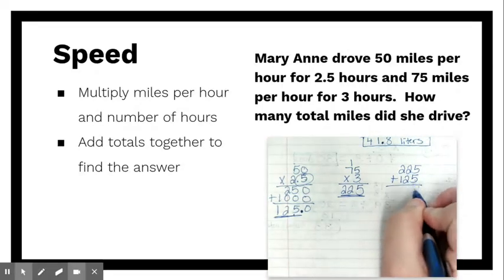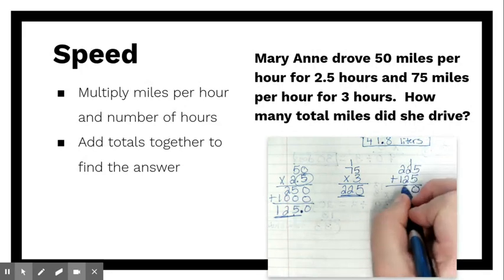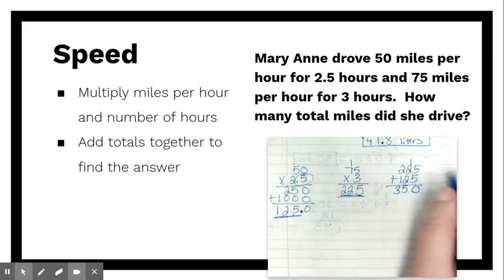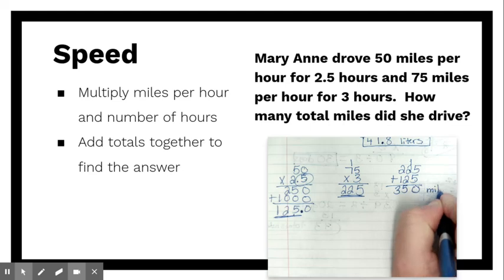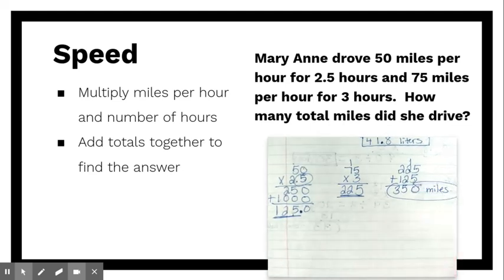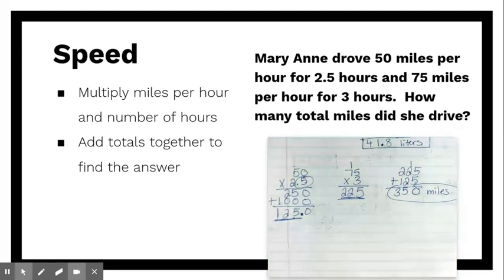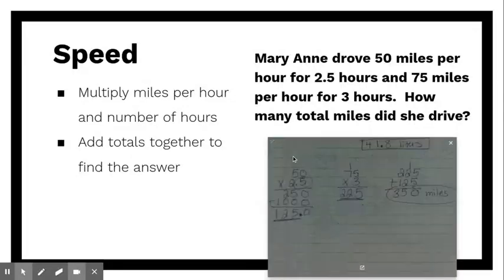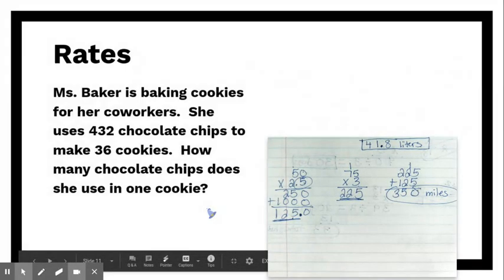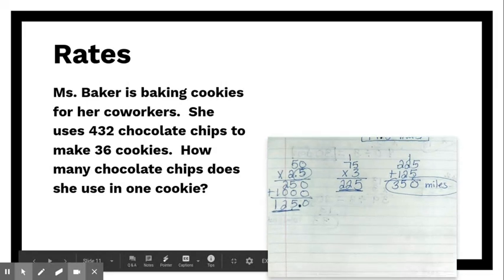5 plus 5 is 10. 2 plus 2 is 4, plus 1 is 5, and 2 plus 1 is 3. So 350 miles total were driven. Okay, so that one's pretty simple. We don't have to set up any proportion or anything. So let's do a couple of examples.